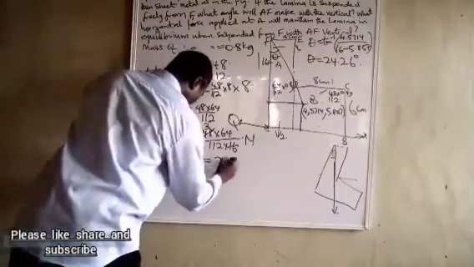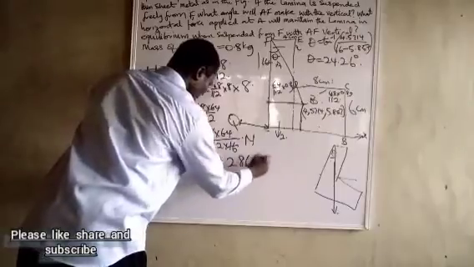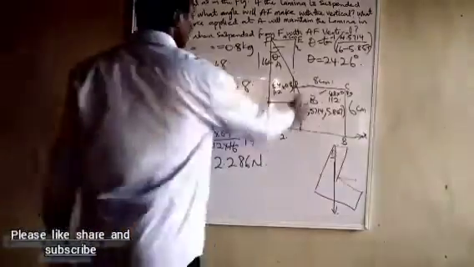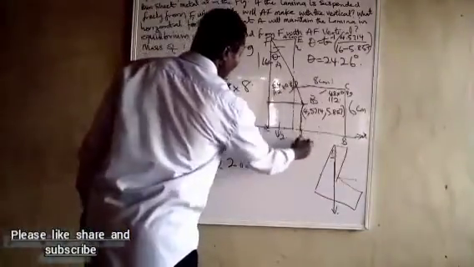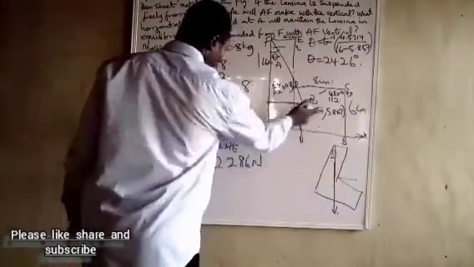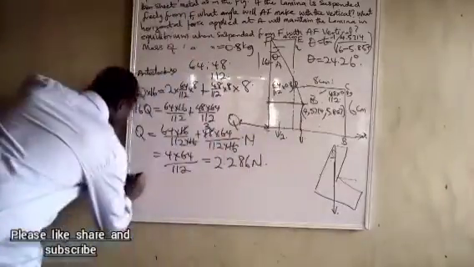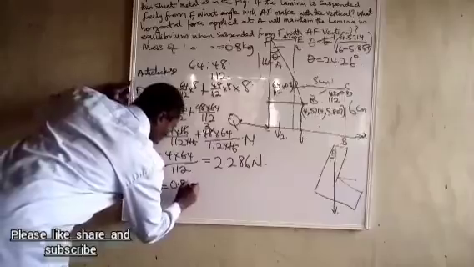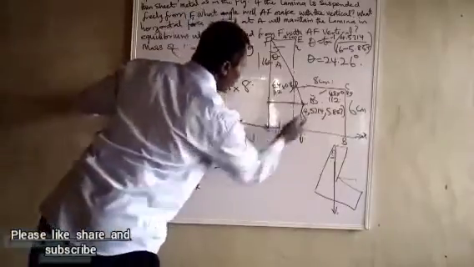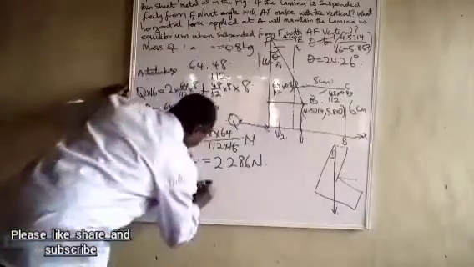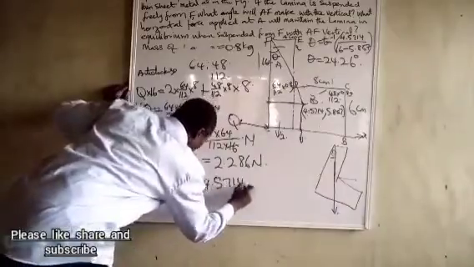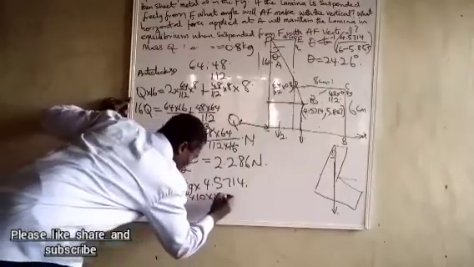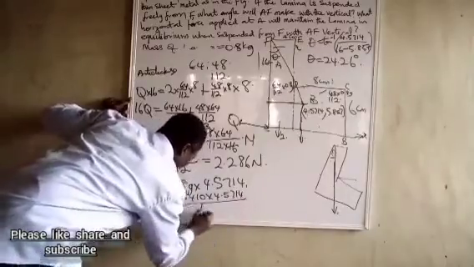So that is 2.286 Newton. So now that I have known the distance of the CG here, I just make the 0.8 G pass through this place, and the Q will be like this. So 16Q is equal to 0.8 G times 4.5714. So Q is equal to 0.8 times 10 times 4.5714 over 16.